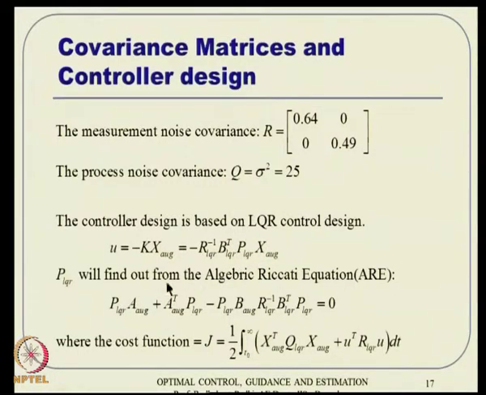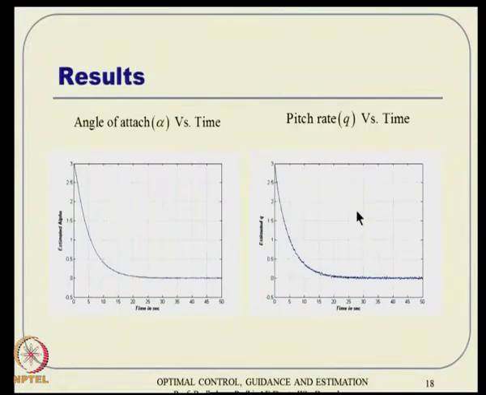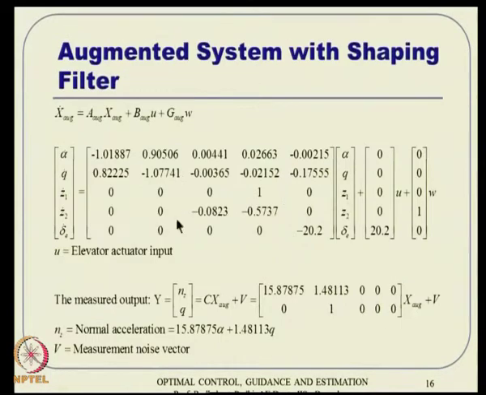The LQR gain is computed through the controller Riccati matrix solution. So, you solve the controller Riccati matrix, put it back here for the gain design, and you are ready with the LQR controller. What about the filter? The filter operates through this dynamics.